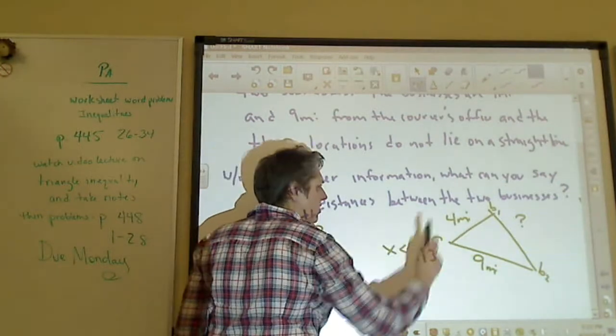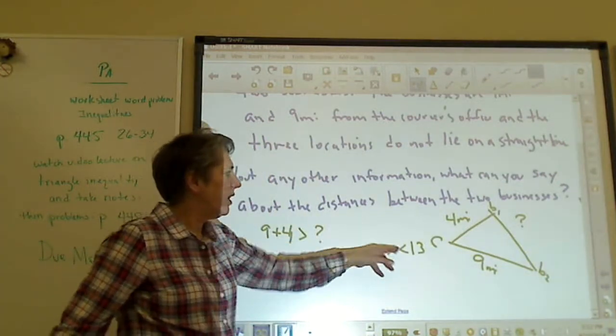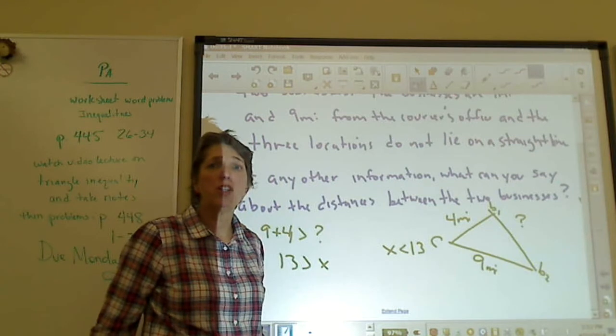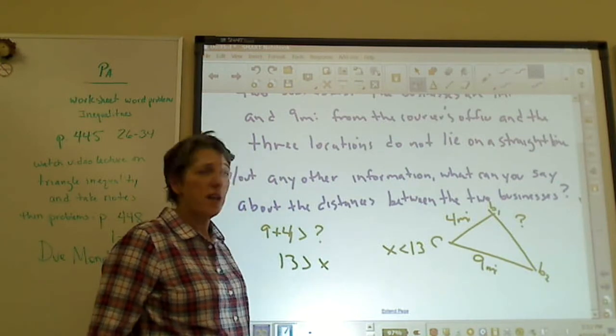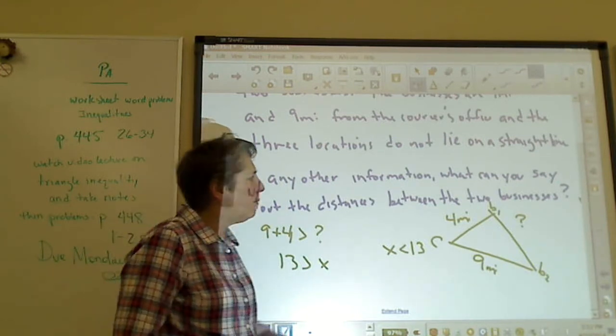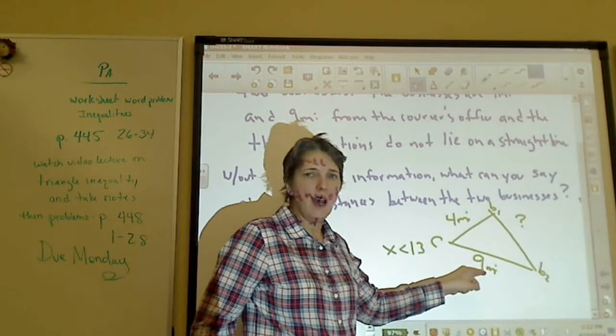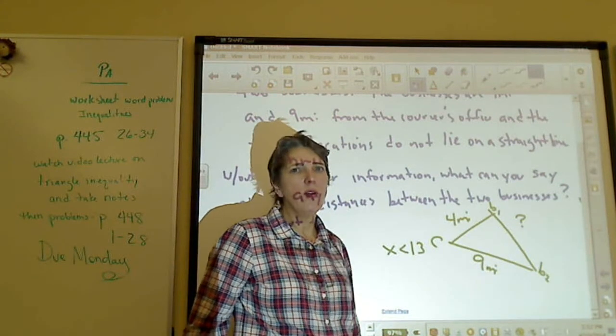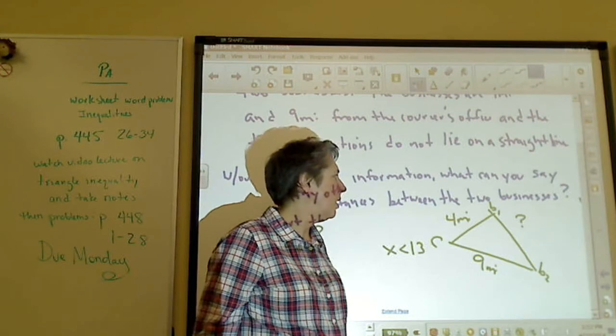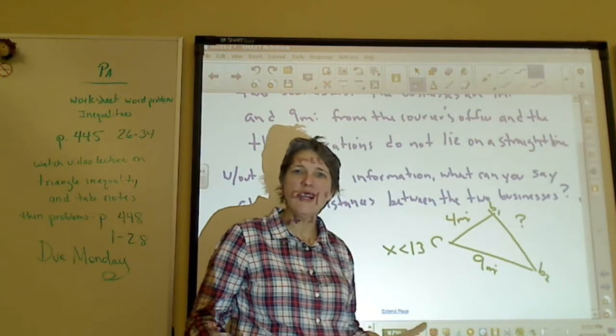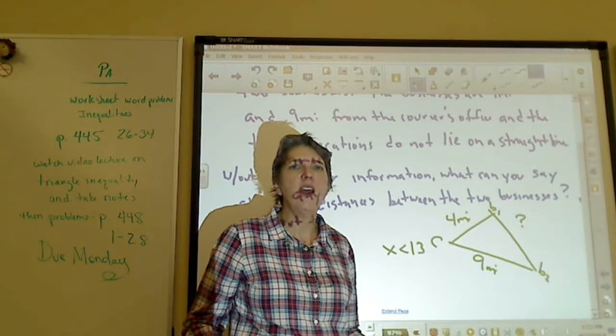So how do we find this other side? Because it says it could be less than 13. Well, let's plug a number in like 2. Because it said x is less than 13. So if I put a 2 over here, 2 plus 9 is 11, and 11 is certainly greater than 4. That works. But 4 plus 2 is 6. 6 is not greater than 9, so that won't work.